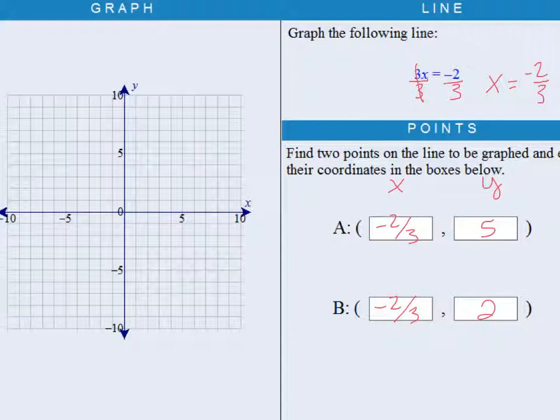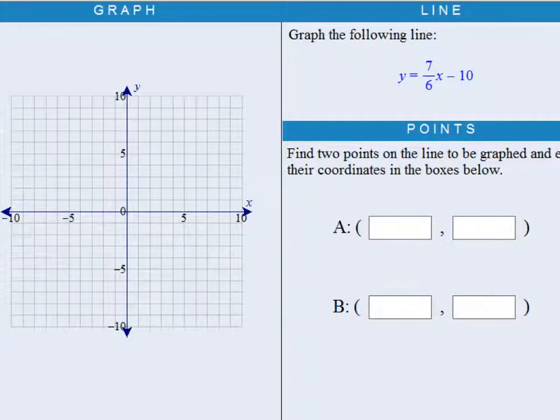So if I go plot those, that means I'm going to go left 2/3 up 5. So here would be a sample point. And then I could go left 2/3 and up 2. That would be a different point. And then you just have to connect those points. So in this case, if you only have an x and you don't have a y, you're going to always end up with a vertical line because your x values in this case will always be left 2/3.